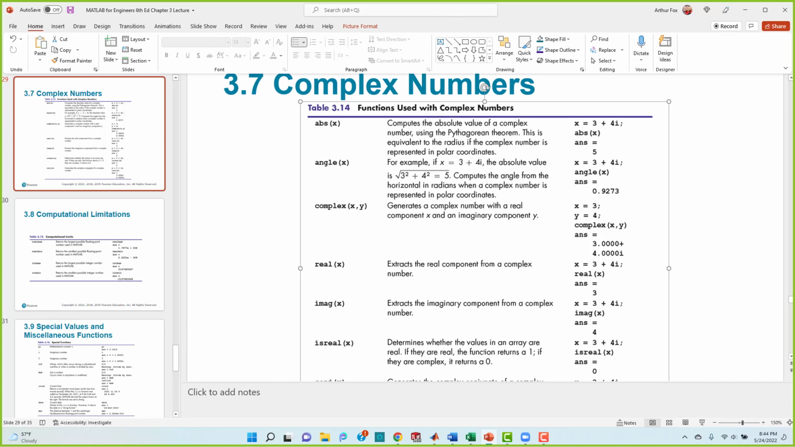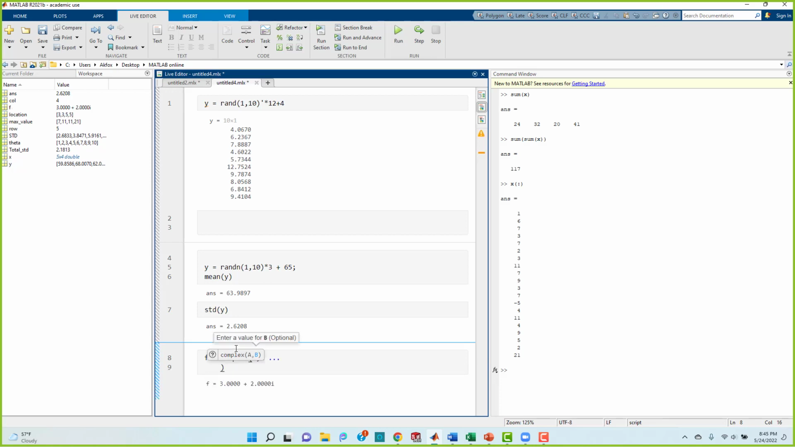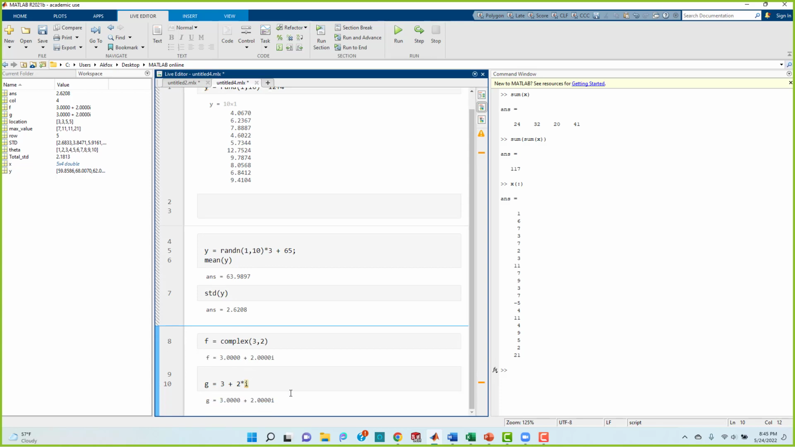There's two ways to create a complex number. You can use the complex function. The first number is the real, the second one is the imaginary part of it. Or if you're lazy, you could do just 3 plus 2 times i. That will give you the same thing. This probably looks more professional, but either way will get you to the same place.